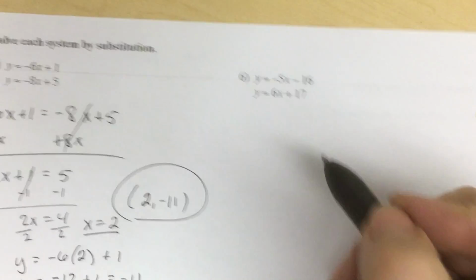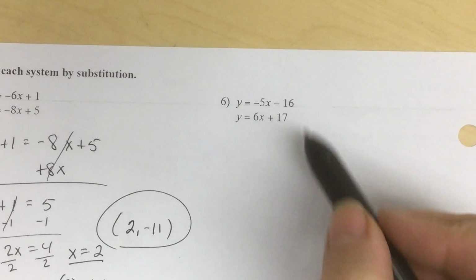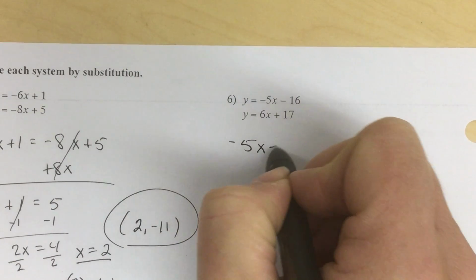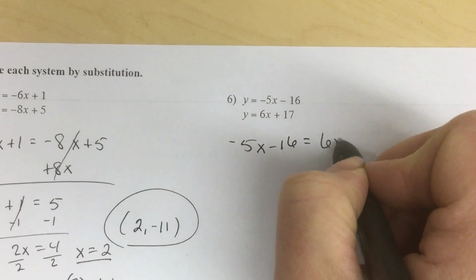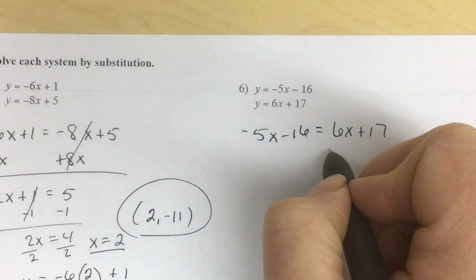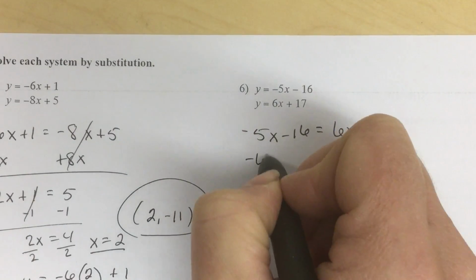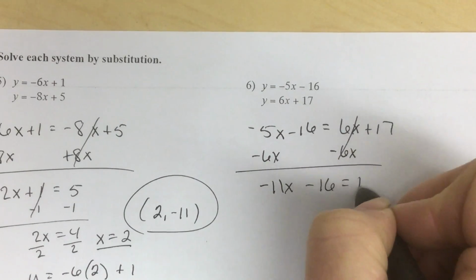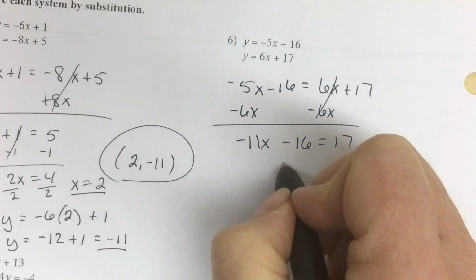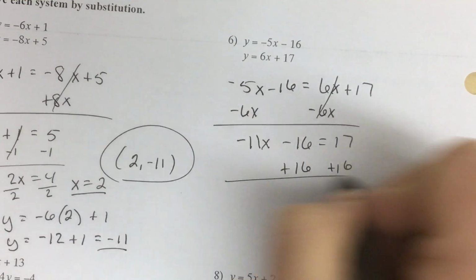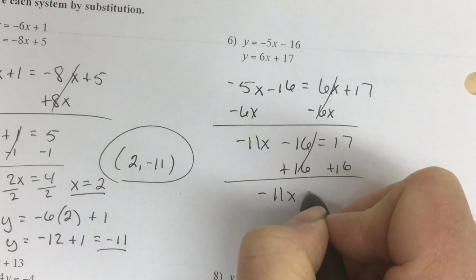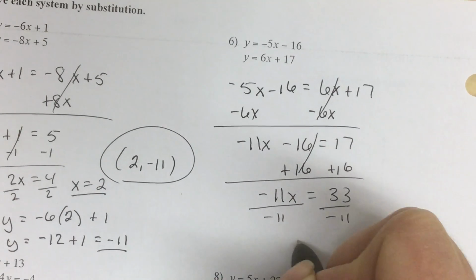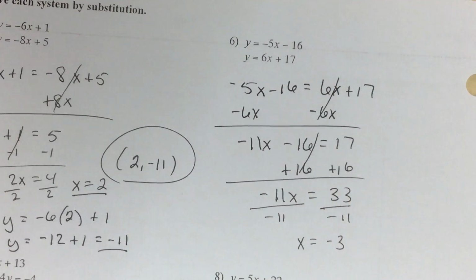Okay, so let's do another one. If I were you, I would pause this video and try to work this problem and then see if you get the same answer. So negative 5x minus 16 is equal to 6x plus 17. If you subtract 6x from both sides, you get negative 11x minus 16 equals 17. Then you can add 16 to both sides, giving you negative 11x equals 33. Divide by negative 11, you get x equals negative 3.